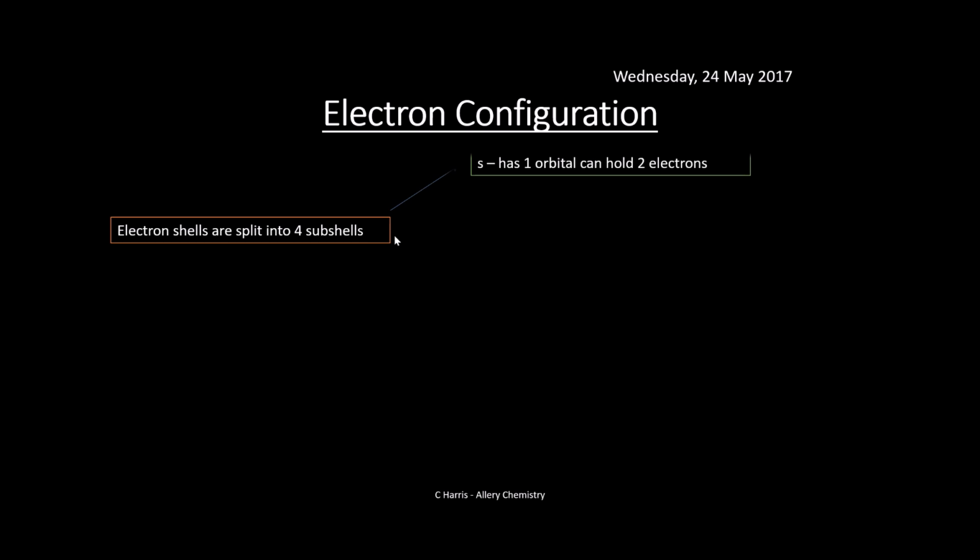Okay, so we're going to look at electron configuration. Now, these electron shells are split up into 4 subshells. We have the S subshell, which has 1 orbital. This can hold 2 electrons. We have the P subshell, it has 3 orbitals and can hold 6 electrons in total.